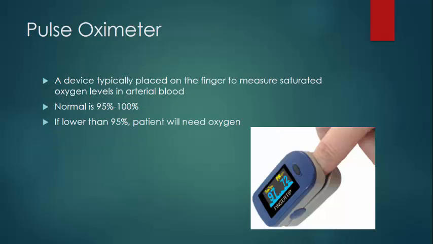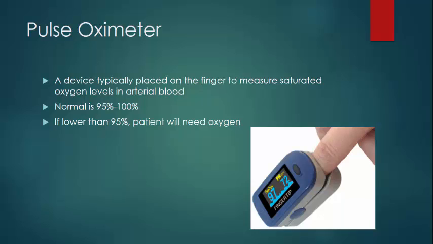Here's the one that I wanted to add. It's not in your book. A device called a pulse oximeter. It's typically placed on the finger, but it could be the toe or the ear, that measures saturated oxygen levels in arterial blood. It works through an infrared light that measures oxygen.